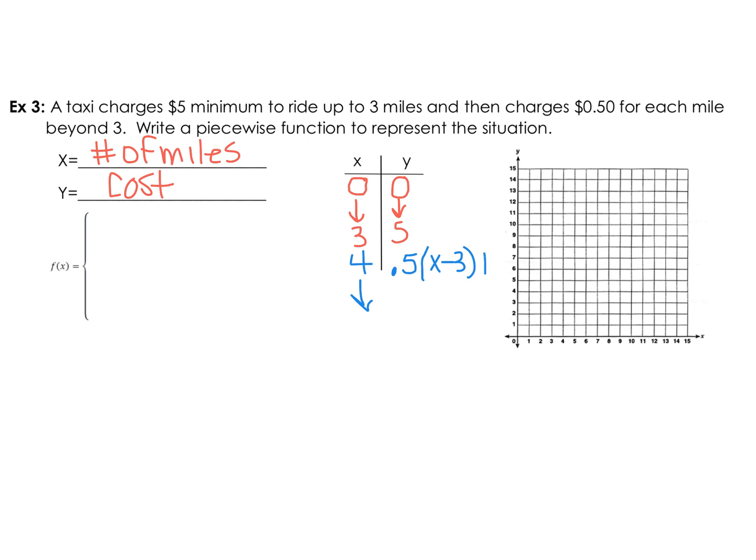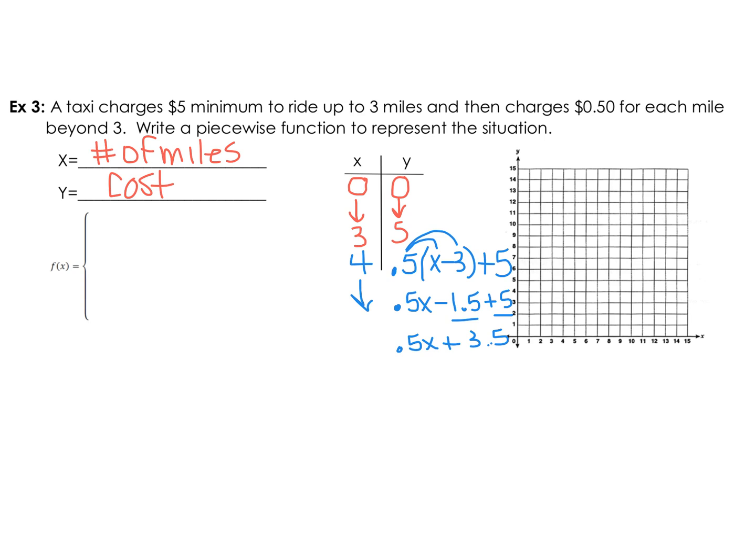And then we have to add on that minimum of $5. Okay, so this is our equation, but we don't want to write it like that. We want to simplify it. So we're going to have to distribute the 0.5. So we have 0.5x minus 1.5 plus 5. And then go ahead and combine your like terms. So 0.5x plus 3.5. So that's our equation for the second part of our function.